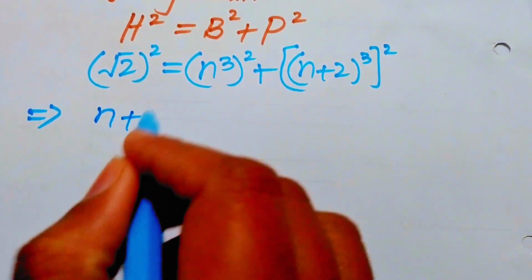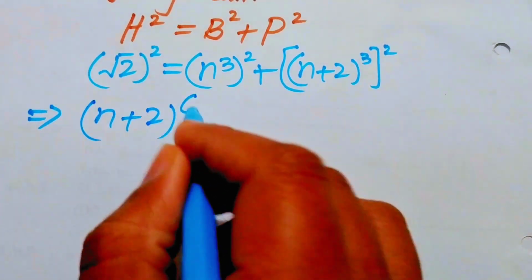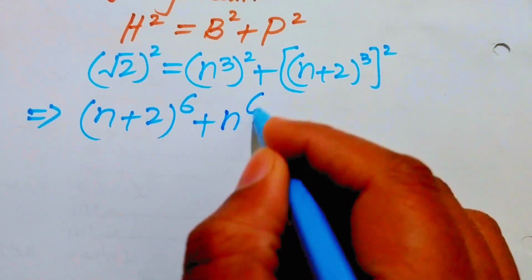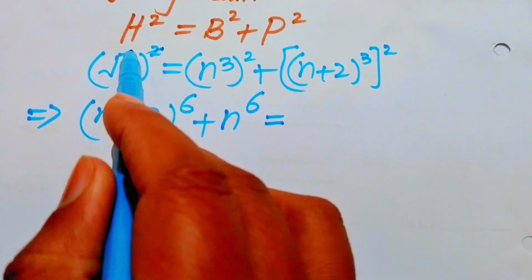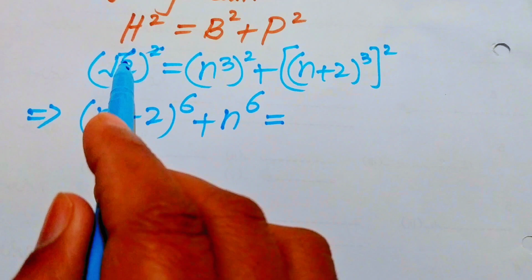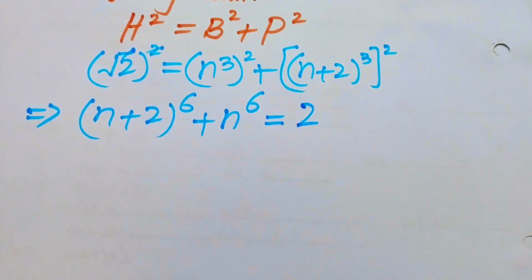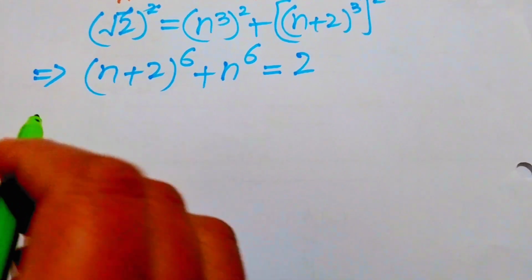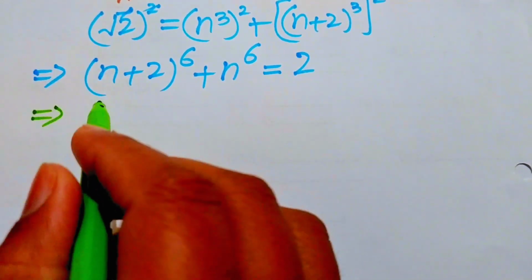And now in the next step we simplify the terms, and first we write this term in the left hand side as n plus 2 to the power of 6 plus, when we multiply these two exponents, then here we get n to the power of 6, and in the right hand side we have these 2 and square root are gone, and we get here 2. So now we simplify this nice equation.